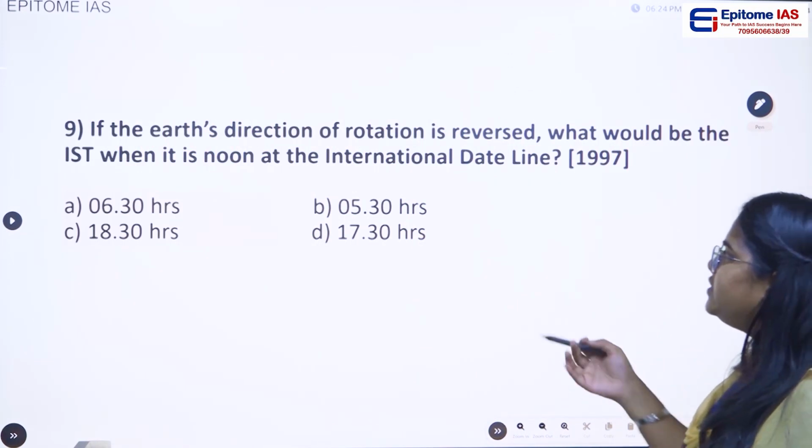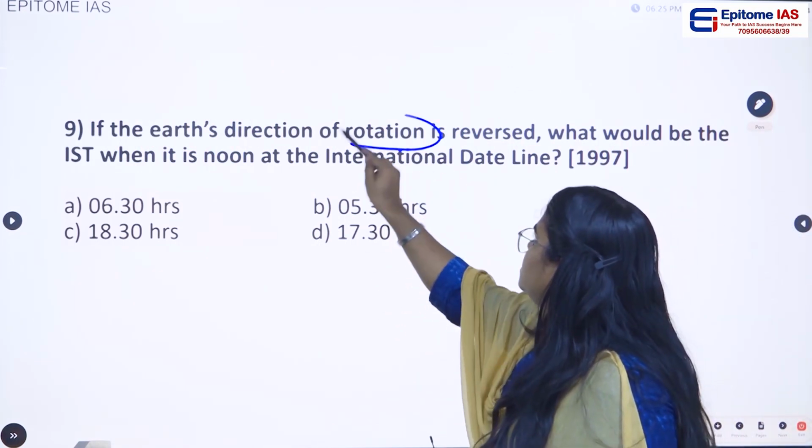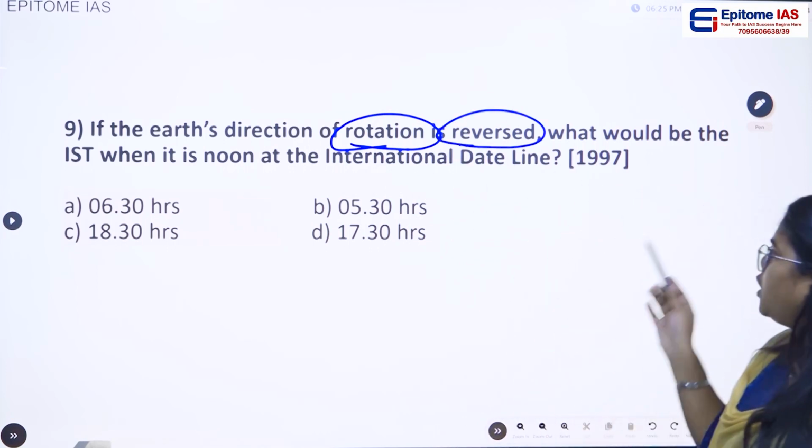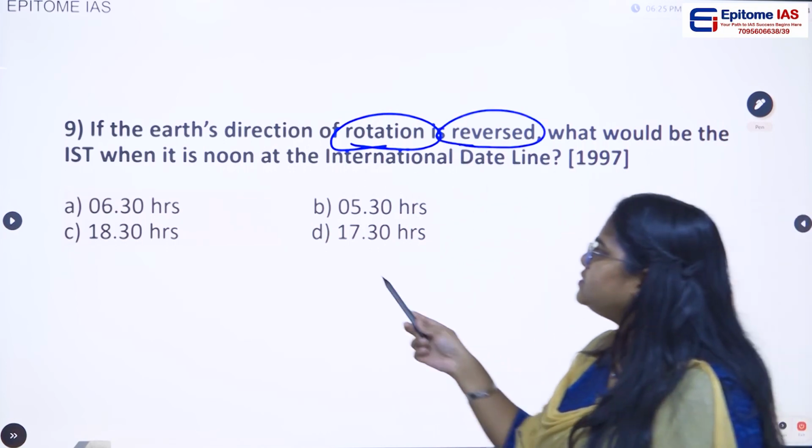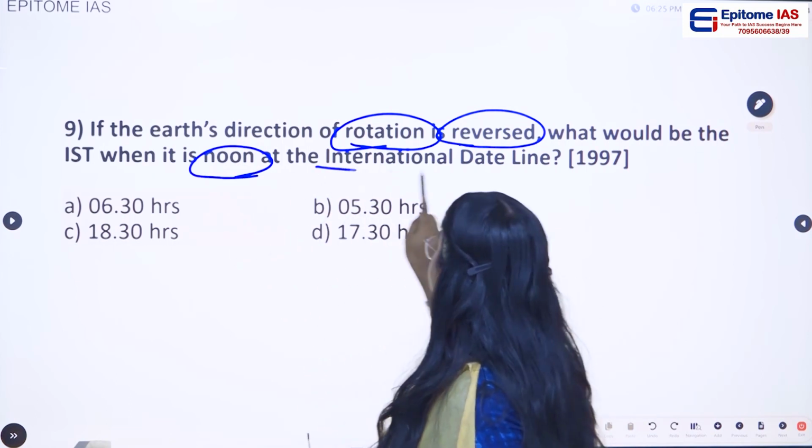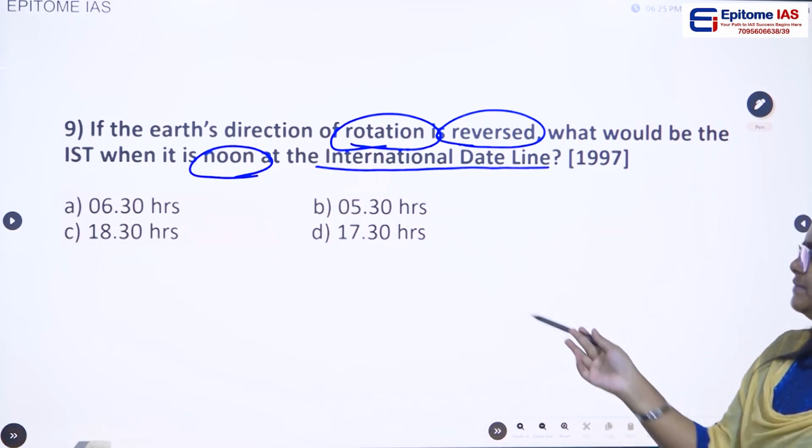So the next question: if the Earth's direction of rotation is reversed, what would be the IST when it is noon at the international dateline? Options A, B, C, D.